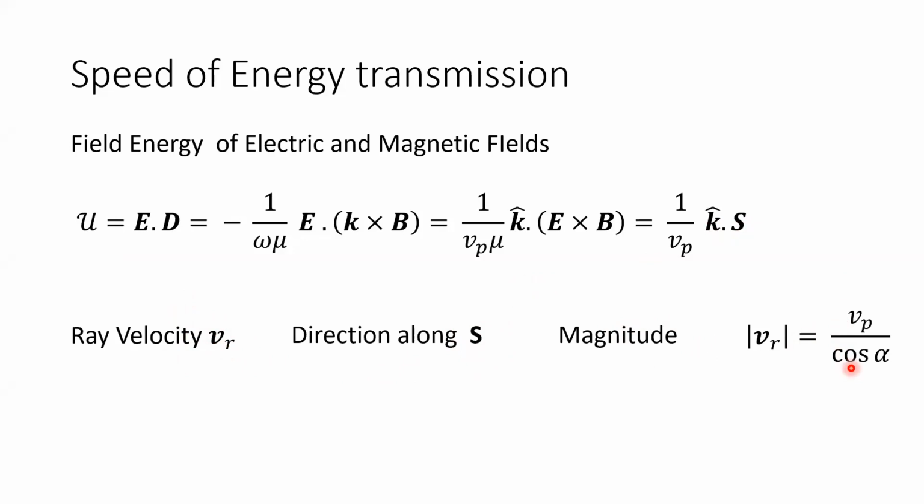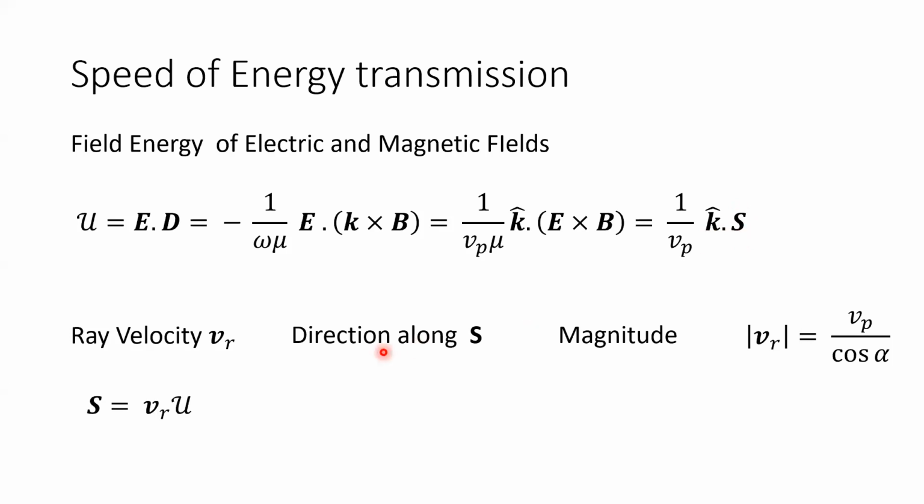Okay. Why you're doing it? Because what is K dot S? K dot S, remember K is a unit vector. So K dot S is basically magnitude of S times the cosine of angle between K and S, and that angle is alpha.